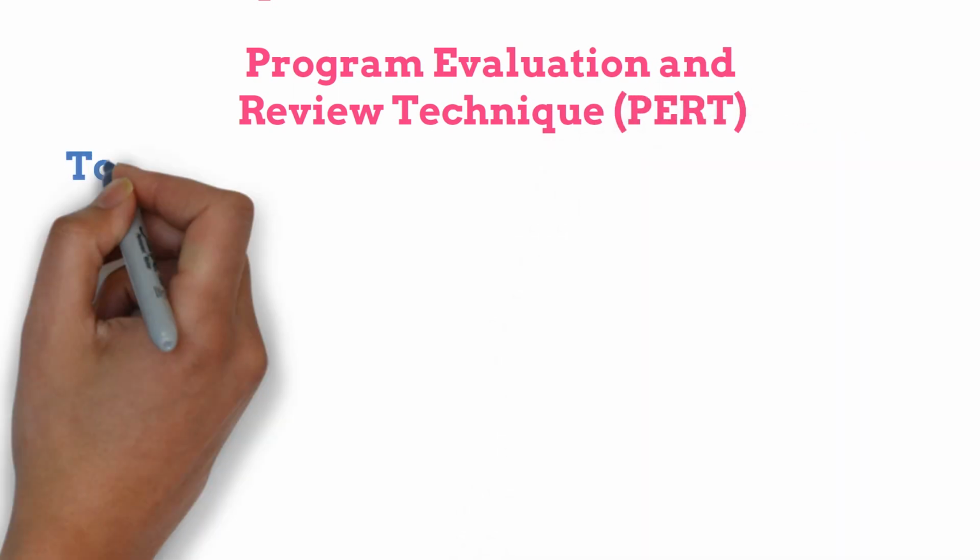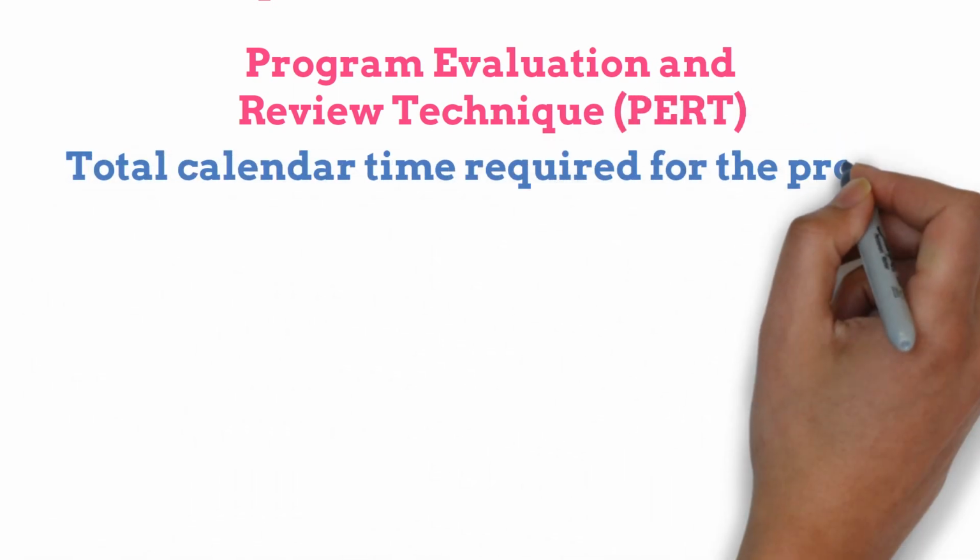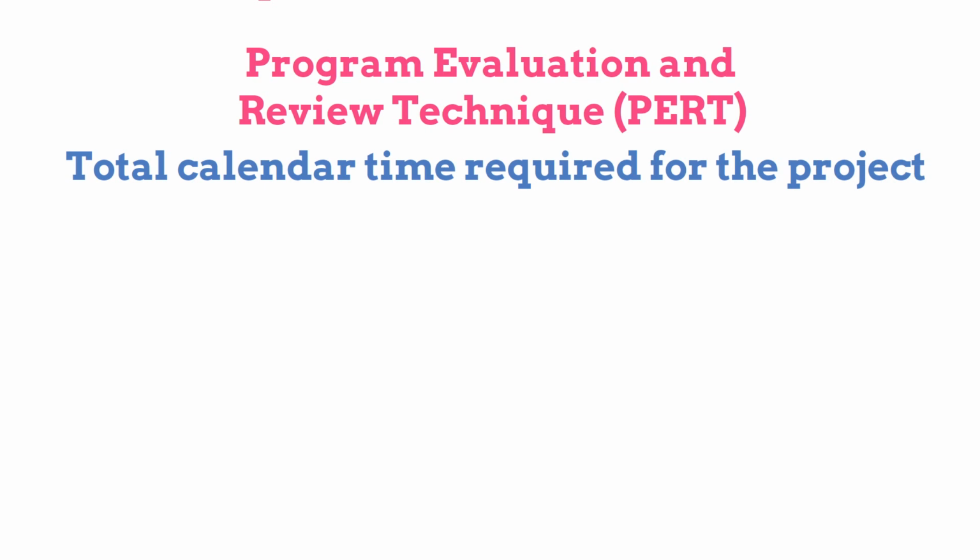PERT also determines the total calendar time required for the project. As it is based on probabilistic time estimates, there is always a great deal of uncertainty associated with the activity durations of any project. Therefore, instead of a single time estimate, we need to calculate the expected time for each activity from the following types of time estimates.